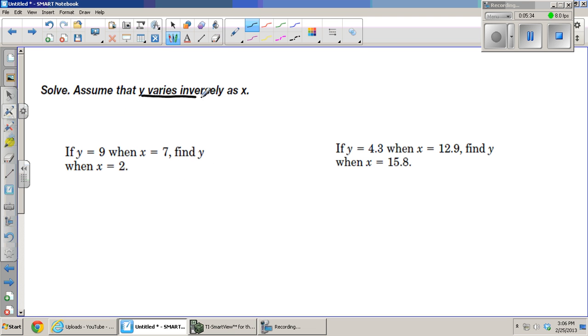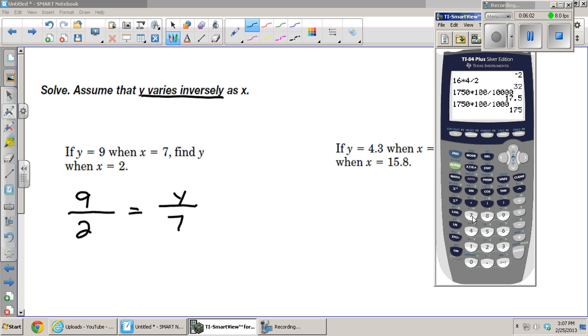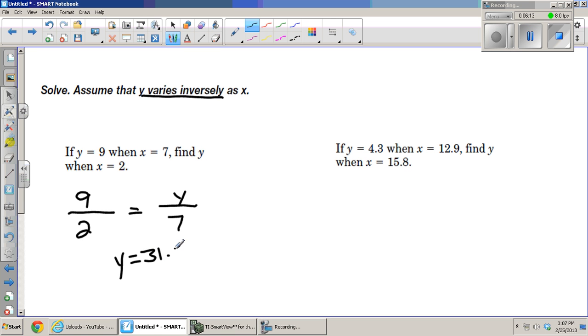Okay, so let's take a look at what we're talking about here. This time it says y varies inversely. So inverse. Our first y goes on top, our second y we're looking for. Then our first x goes over here, and our second x goes over here. It varies inversely. Now the ratio: take the number that's with the variable, which is 7, cross multiply by 9, divide by 2, all in one step. Hit enter. Alright, y equals 31.5. Easy stuff.